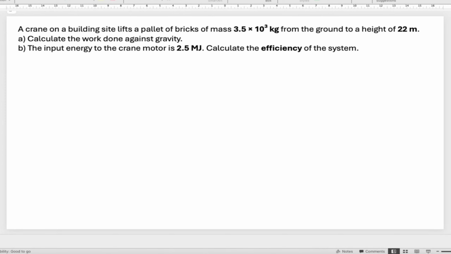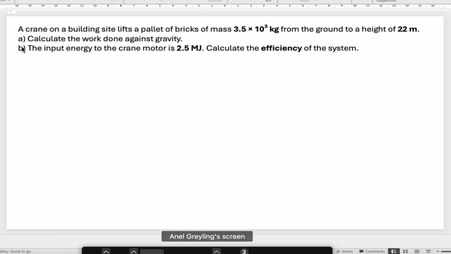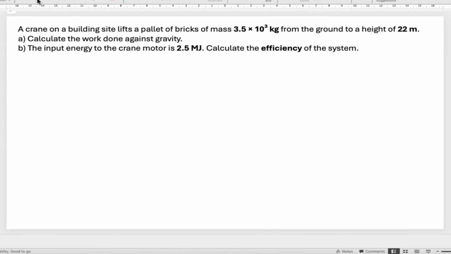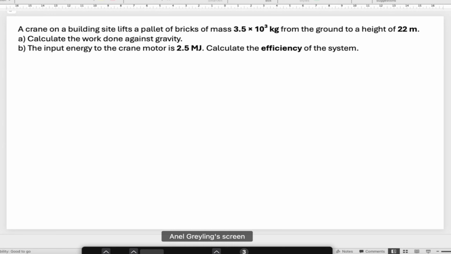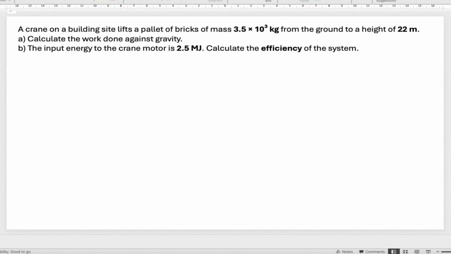Let's have a look at this question. A crane on a building site lifts a pallet of bricks of mass 3.5 times 10 to the power of 3 kg from the ground to a height of 22 meters. A. Calculate the work done against gravity. B. The input energy to the crane motor is 2.5 megajoules. Calculate the efficiency of the system. So let's start with question A.